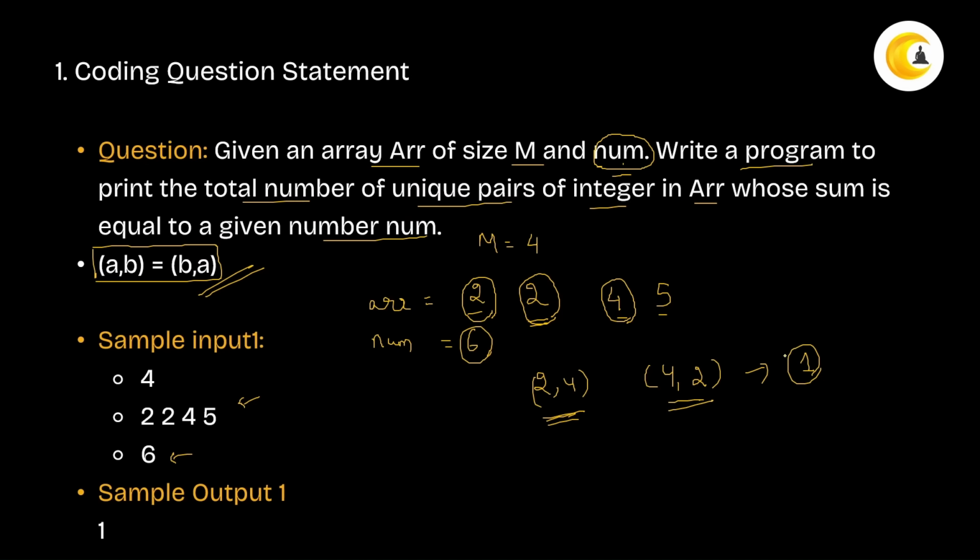Okay, so that means how many unique pairs could you generate that add up to this sum? Only one. So your output here, you can see it's only 1. Okay, got it? So this is how you will solve this question.